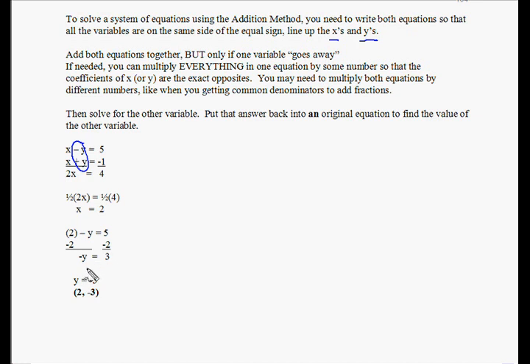But that's not solved for y. Y needs to be alone. So if you multiply both sides of the equation by negative 1, you get that y equals negative 3. So the answer to the system of equations is (2, -3).